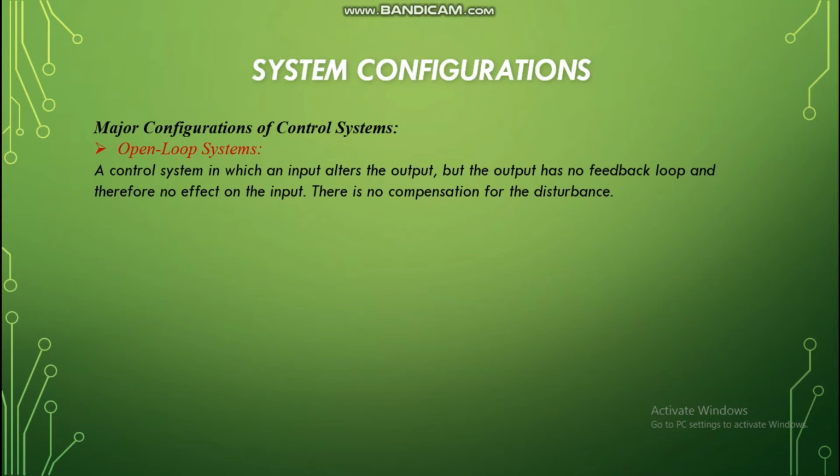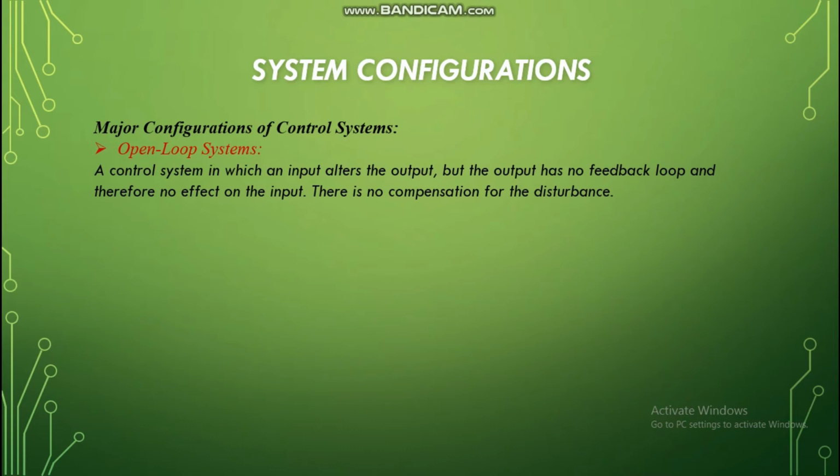So a control system in which an input alters the output, so that means the output is completely dependent on the provided input, but the output has no feedback loop. The output is not monitored or sensed, so that we cannot know whether the output is the desired value or it is greater than that or less than that. And there is no effect on the input. So based on the actual output, there is no effect on the input because we are not monitoring the output, and we are not changing the input based on that output.